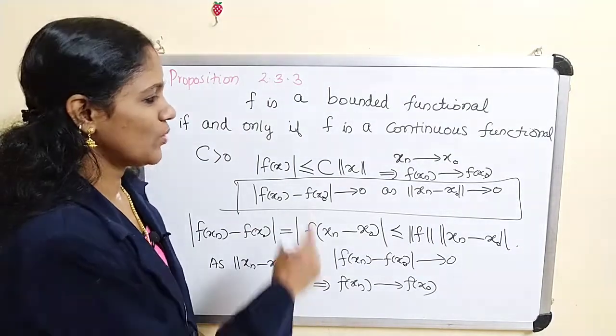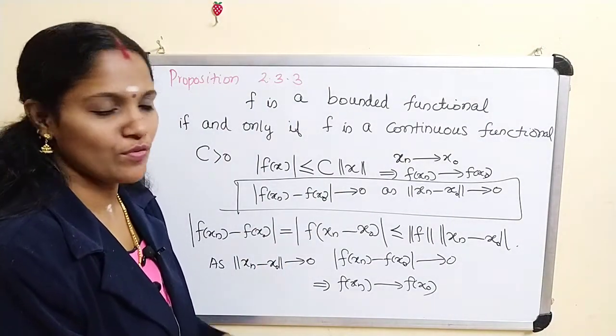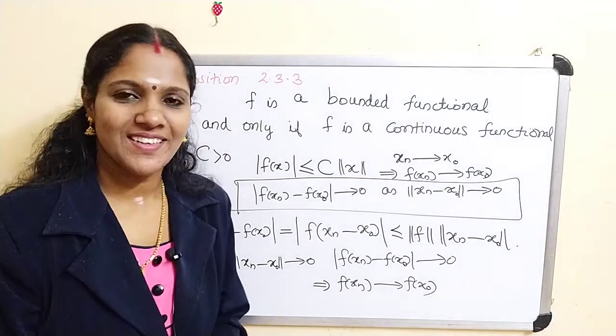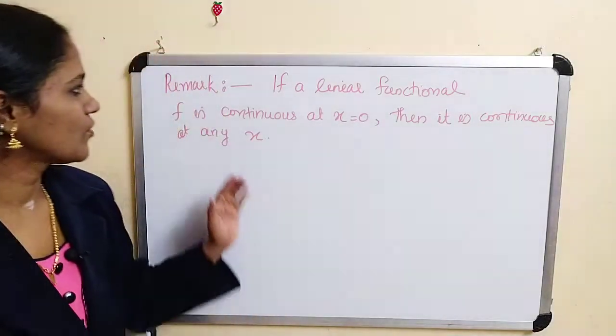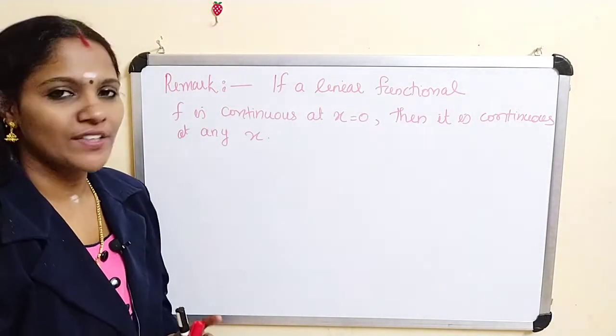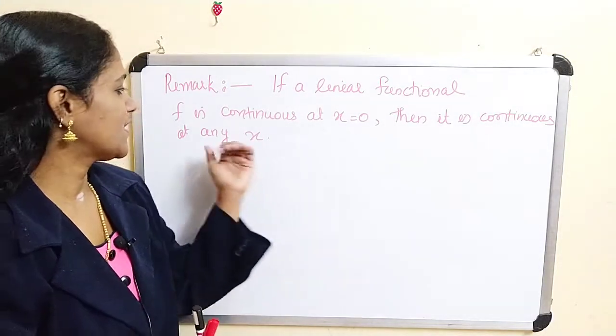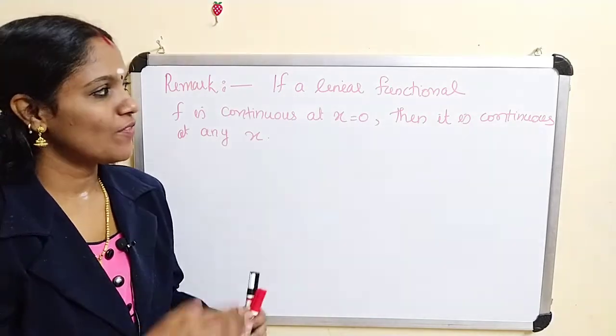Okay. So xn converges to x naught implies f of xn converges to f of x naught. This implies f is a continuous function. Now we have to prove the converse part. Before that we have to prove this result: if a linear functional f is continuous at x equal to 0, then it is continuous at any x. Okay. Now what about the converse?